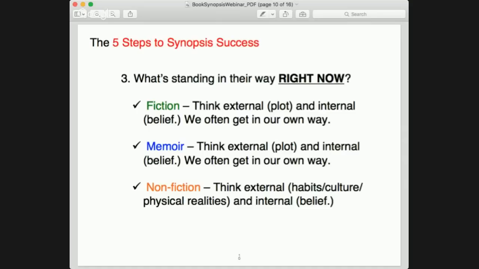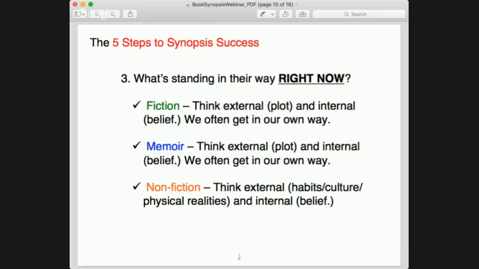So when you're doing this stuff about what's standing in your main character's way, you really want to think about these two levels of your story, and you absolutely want to make sure that that internal level is there. Now, for nonfiction, it's exactly the same thing. As I said at the start of the broadcast, the genre that you're working in doesn't matter. All the same things are still there. So for nonfiction, you want to know what's standing in your reader's way. There's probably external things that are keeping them from doing whatever it is that they desperately want to do, that you're going to be helping them do. Their own habits, their culture, physical realities are external things standing in their way.